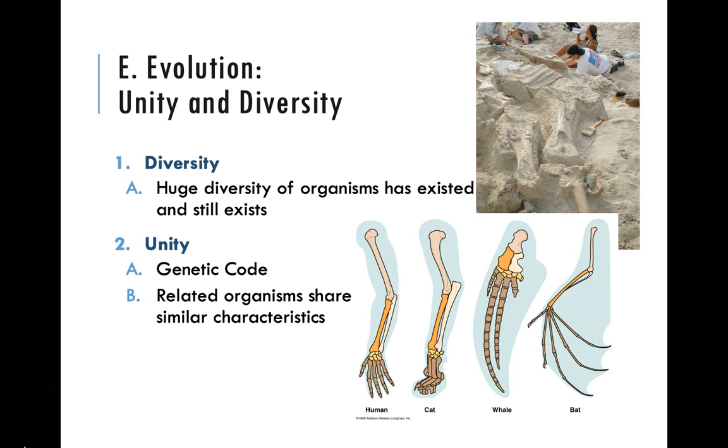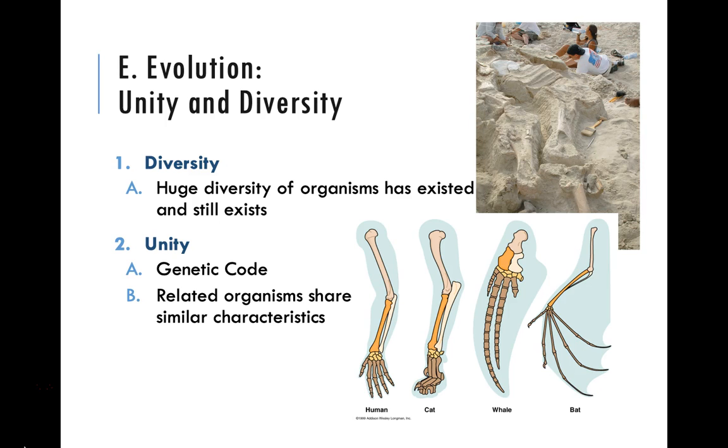The fossil record, Darwin's evidence, and just looking around natural populations today show us that there's this huge diversity. But evolution is also important because it brings that diversity back to a common ancestor. We already talked about this universal genetic code, this genetic information that is shared among all living organisms. But the unity part of evolution shows us that related organisms have similar characteristics, and that's because they came from a common ancestor.